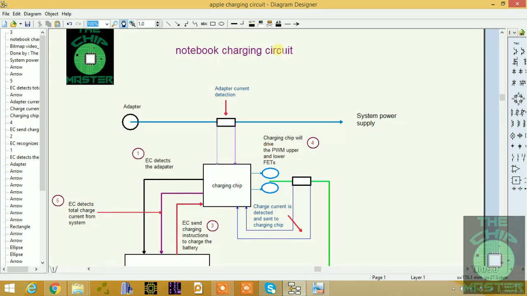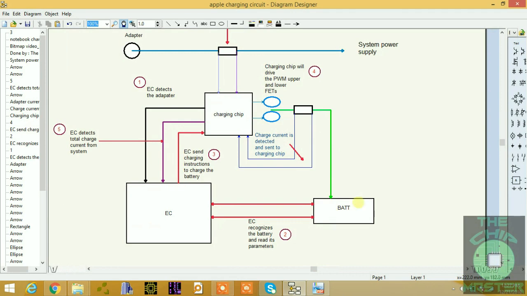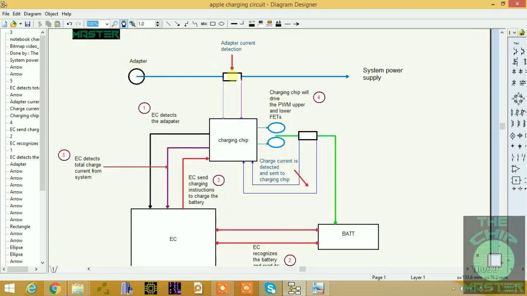This is the notebook charging circuit, as you can see. Here you have the adapter, and we have the battery down here. This is the battery and this is the adapter. These are your current sensing resistors, one for the battery and one for the charger. This is for the adapter, this is for the battery.